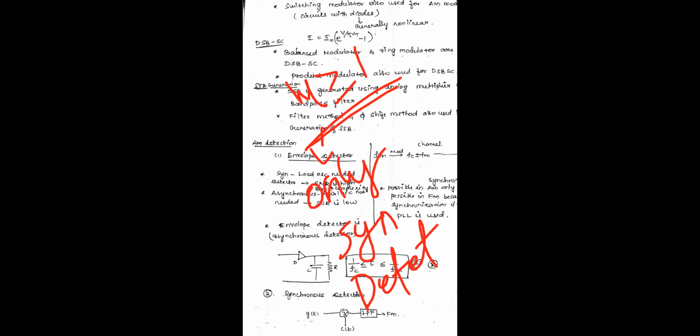Again, when mu is less than or equal to 1, what is the asynchronous system we have discussed? That is the envelope detector. Okay. Next, suppose if mu is greater than 1, you cannot use asynchronous or envelope detector, because the envelope goes to negative value. So in that case, you can use only synchronous detector. When mu is greater than 1, in case of AM, you can use only what? A synchronous detector. Only synchronous detector. Okay, that is the observation.